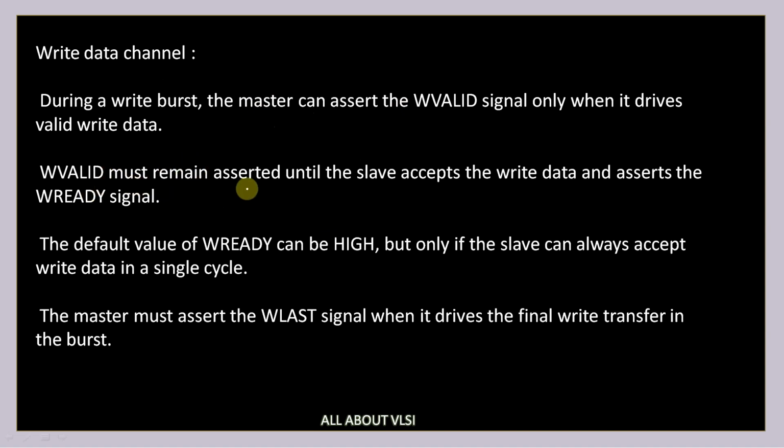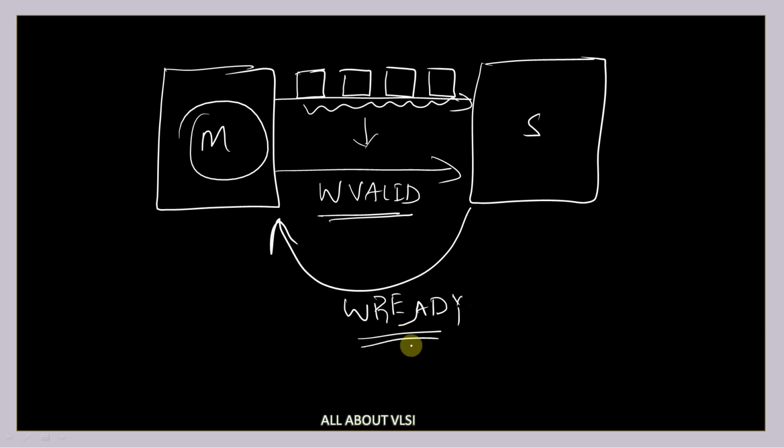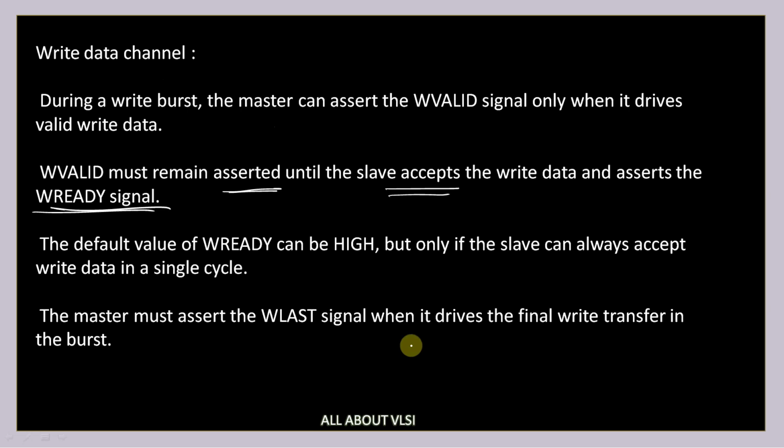Now this W valid must remain asserted until the slave accepts the write data and asserts the W ready signal. So the data which the master is providing to the slave must be stable until we get a handshaking or response signal from our slave that it is ready to accept the data, that it has successfully sampled the data. So until this W ready signal is made 1, our master should maintain this data stable. Okay, so the default value of our W ready can be high, but only if the slave can always accept the write data in a single cycle.